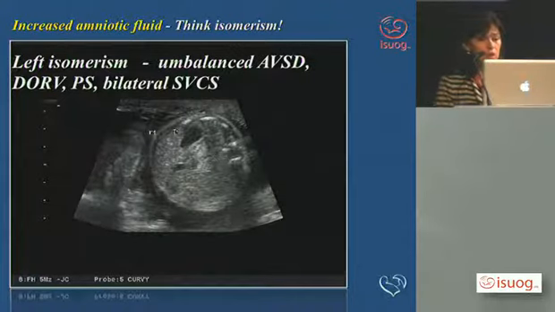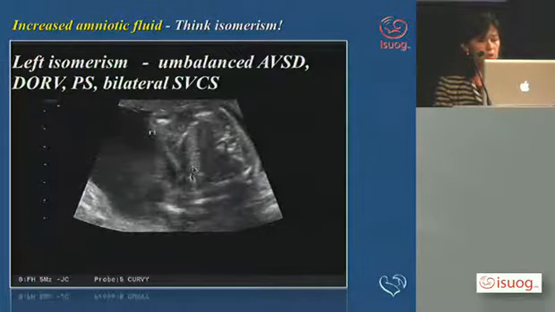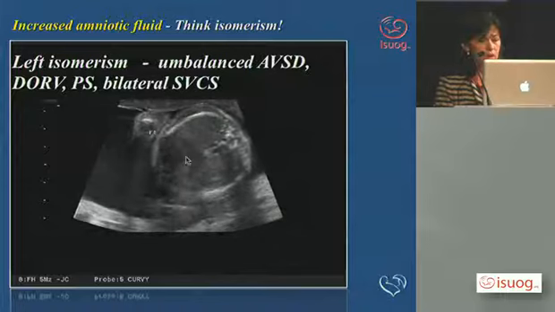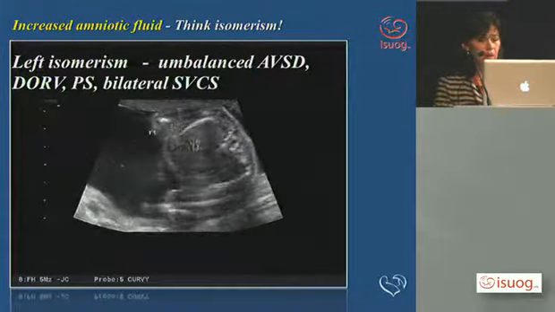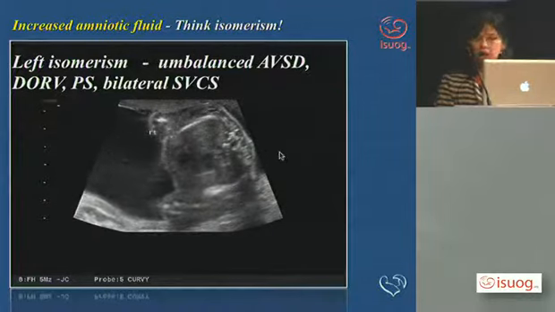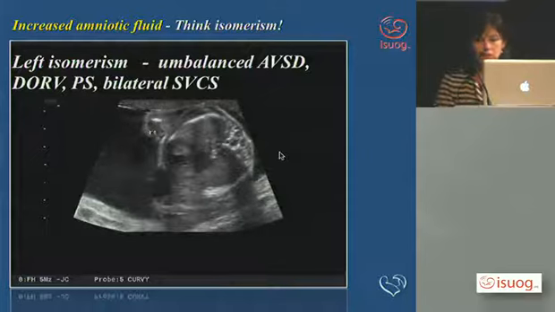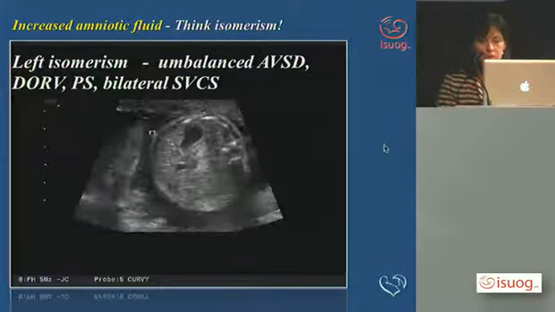So in this case here, you can see marked right, stomach is on the right. Fluid seems to be increased. I can't remember the gestation here. There's an atrioventricular septal defect there, unbalanced with the anterior ventricle being a bit bigger. And you also had double outlet right ventricle, pulmonary stenosis, bilateral superior vena cava. So the theme starts to repeat itself.